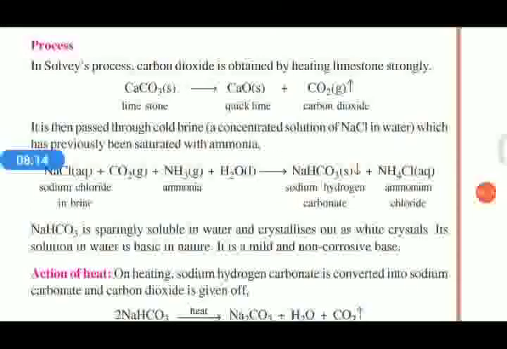We add a maximum amount of ammonia to brine, that means concentrated sodium chloride solution, and pass this carbon dioxide through this brine mixed with ammonia. The chemical equation is NaCl in aqueous form, that means a concentrated solution form, plus carbon dioxide in gaseous form, plus NH3, ammonia, also in gaseous form, plus H2O. We get NaHCO3, that means sodium hydrogen carbonate, and NH4Cl, ammonium chloride. Both are useful products. Our main product is NaHCO3. So NaCl plus CO2 plus NH3 plus H2O gives NaHCO3 plus NH4Cl.